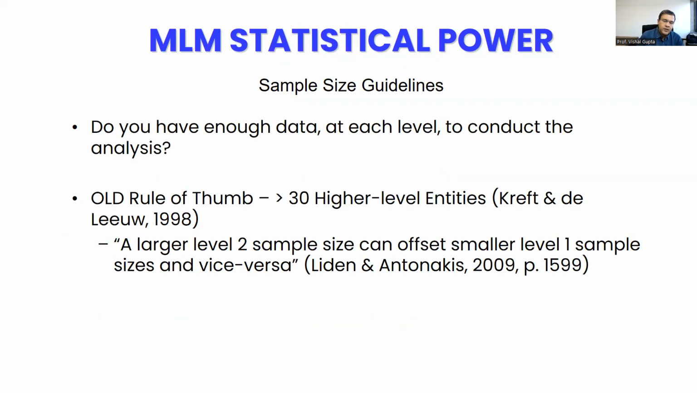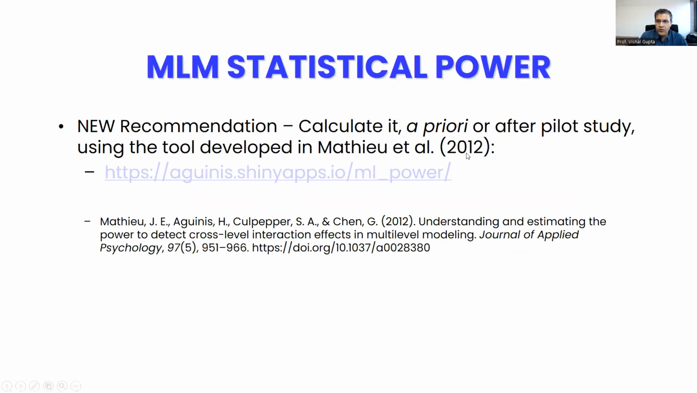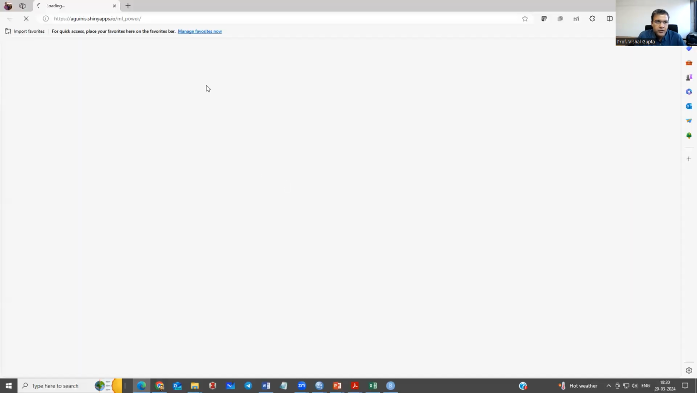Sample statistics, sample size guidelines. The rule of thumb was, as I said in my earlier class, that you should have in general close to 30 higher level, so L2 entities. So you should have those. But now, in 2002, there was this paper that was written. They have created a sample size calculator. I will show it to you.